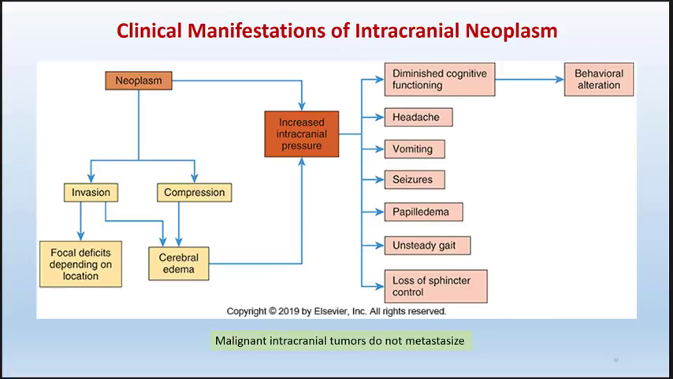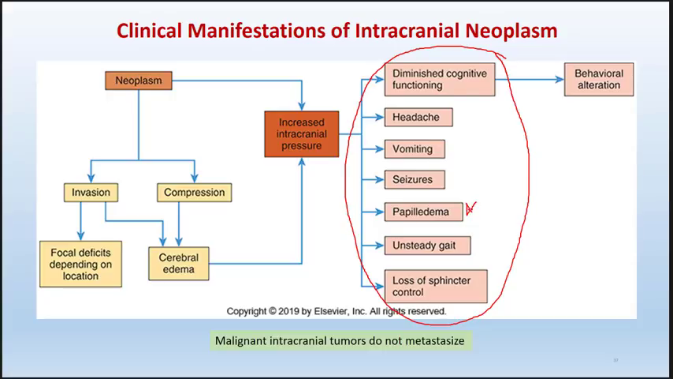And let's finish up by looking at the clinical manifestations of an intracranial neoplasm. How do you know clinically that a person may have a tumor? Well, there are some signs and symptoms that can be present, and they are due to the increase in intracranial pressure that a neoplasm can cause. The signs and symptoms that you can see listed here are self-explanatory. We've talked also about papilledema before, which is optic disc swelling that can happen because of increased intracranial pressure.